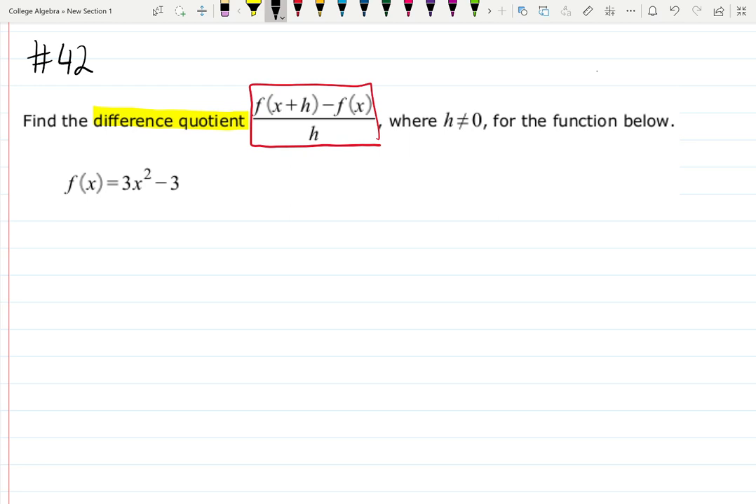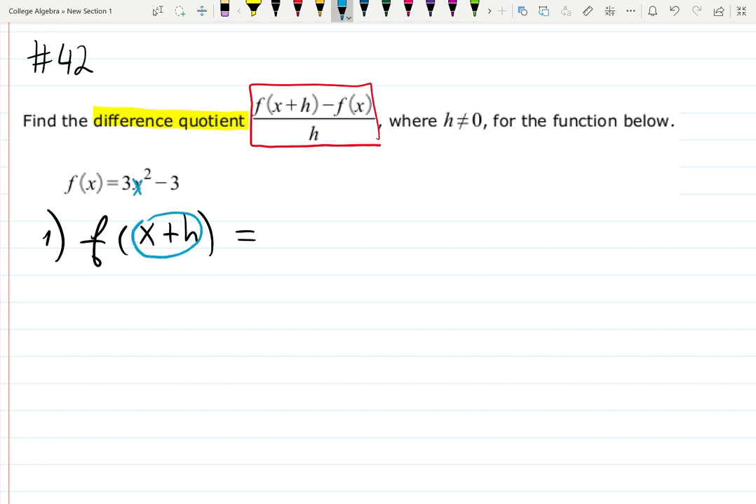So they ask us to find the difference quotient for this function which you see in front of you: 3x squared minus 3. I would do it like this. Step 1. First, let's find f of x plus h. That means everywhere you see x, copy and paste x plus h.